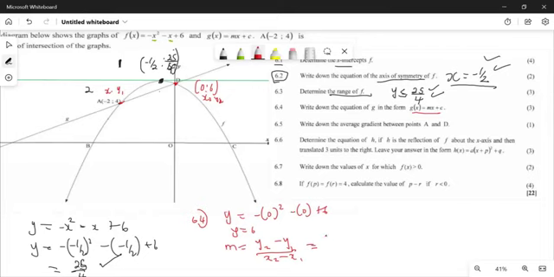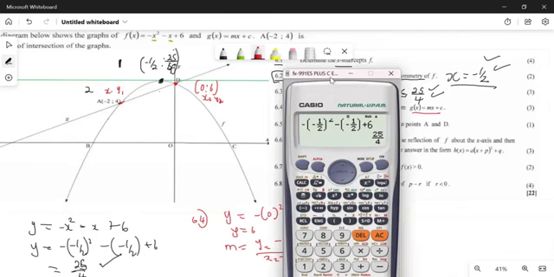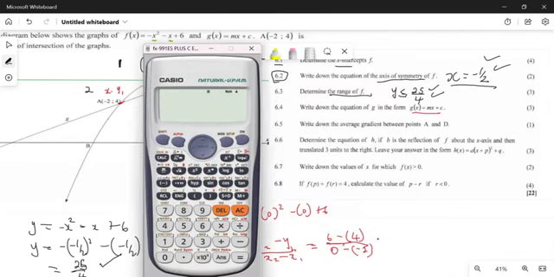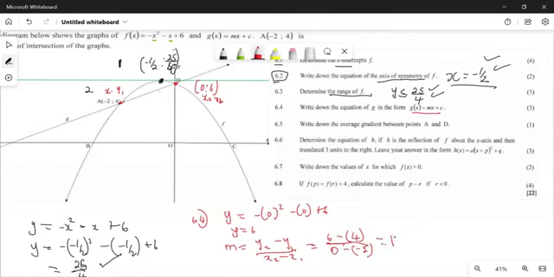y2 is 6. It's 6 minus open bracket. What is y1? 4. It's 4 close bracket all over. What is x2? 0. 0 minus open bracket. What is x1? Minus 2. Minus 2. Okay, you put this in your calculator then. If you get 1. Yes. Okay, we get 1.